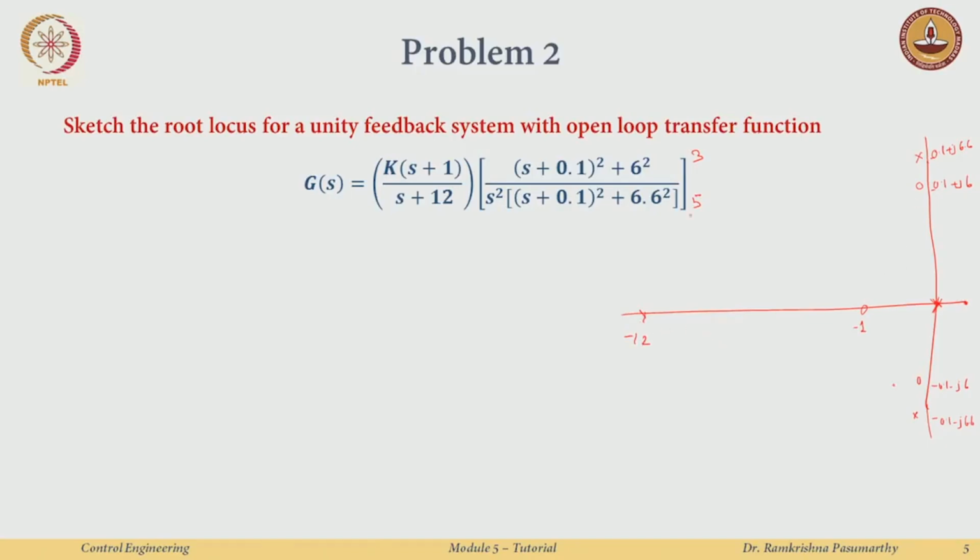So, the root locus will have 5 branches, 3 branches will go to these zeros, 1 zero here, 1 zero here and 1 zero here, and then there would be 2 of them going to infinity. We will find out how they would go to infinity. The first question we would like to ask is, which part of the real line lies on the root locus.